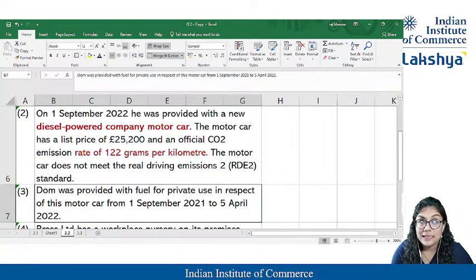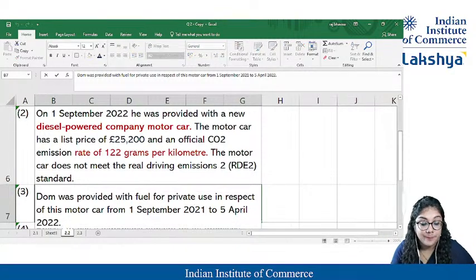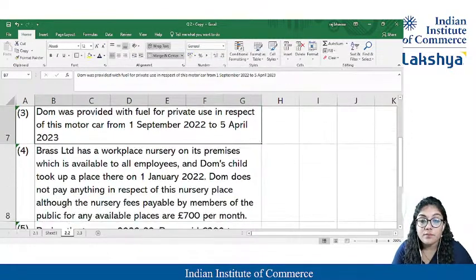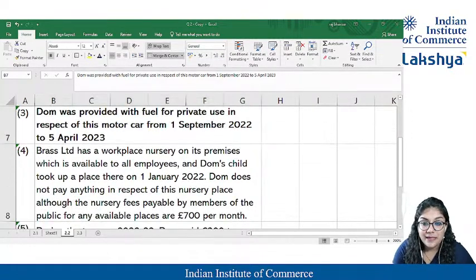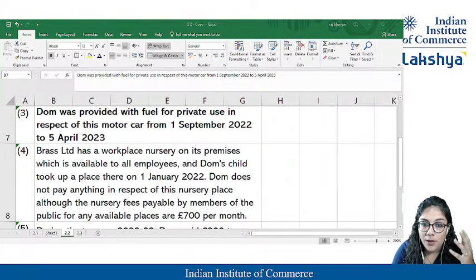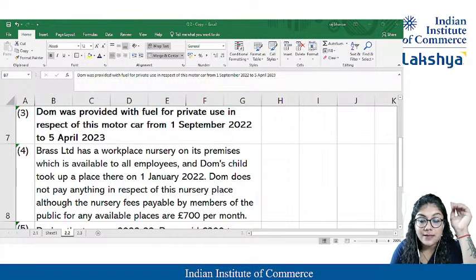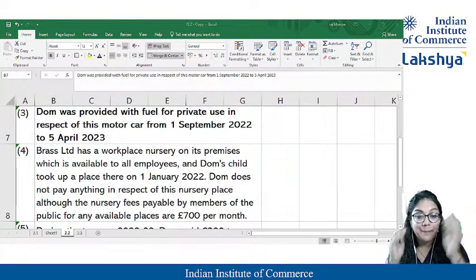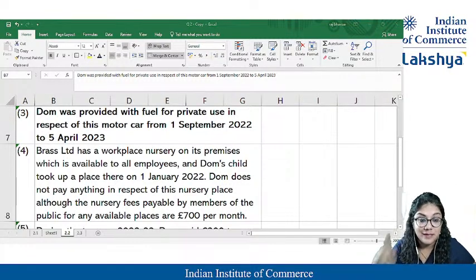Okay, that employee was provided with the fuel also. You have been provided with the fuel also for the private company in respect of 1st September 2022. This is what I told you, no? I have made the changes. So guys, if you have been provided with the motor car fuel, you know one thing very common, you should get into knowledge that is given in your sheet, right? If you are getting any fuel, it's a slab, like one flat rate of 25,300.